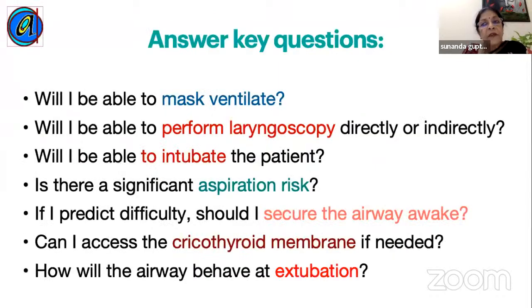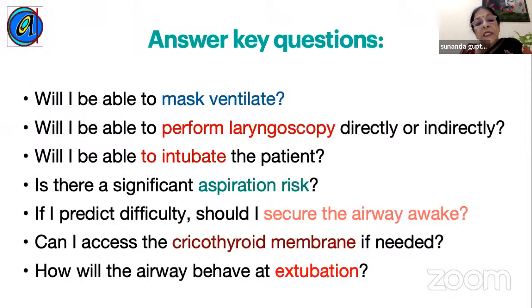So before we start, we need to ask certain questions. Will I be able to mask ventilate? Will I be able to perform laryngoscopy directly or indirectly? Can I intubate the patient? Is there an aspiration risk? And can I secure the airway awake? And will I be able to access the cricothyroid membrane? How will it behave during extubation?